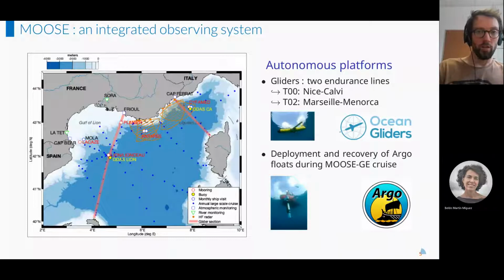So the gliders, they work mostly along two lines. This is along the two red lines you can see between France and Corsica, and between France and Menorca. Those two lines are meant to be repeated several times a year to provide as much data as possible. And we also help to deploy Argo floats to maintain a good number of Argo floats in the area, to maintain the processes we want to monitor. This is something we do on the MOOSE cruise usually. We even recover some floats so we can recycle them.